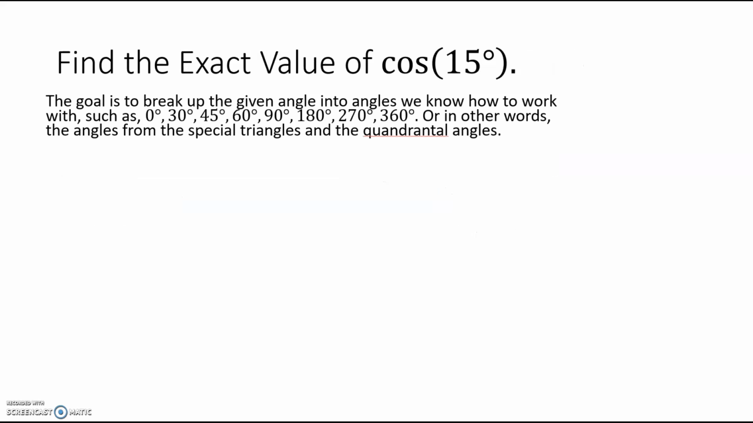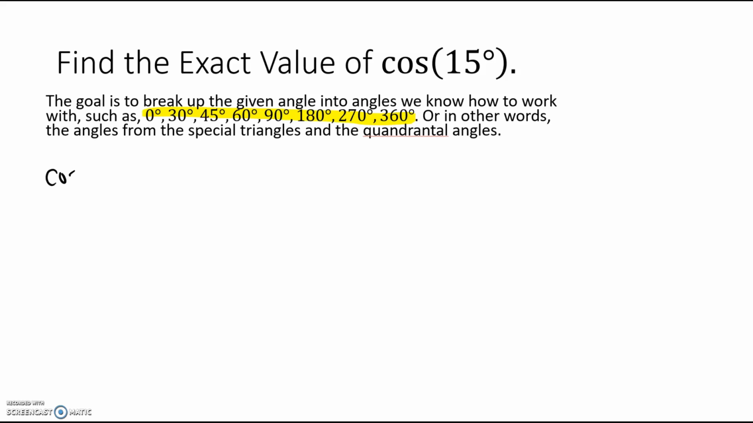So if we look at cosine of 15 degrees, what we're trying to do is break this angle up into angles that we already know how to solve. Basically, our special triangles and our quadrantal angles. So this list right here, that's what we're trying to work with. And later we'll work with reference angles as well. But for right now, I'm just going to pick two angles that I know how to work with, subtract them to give me 15.